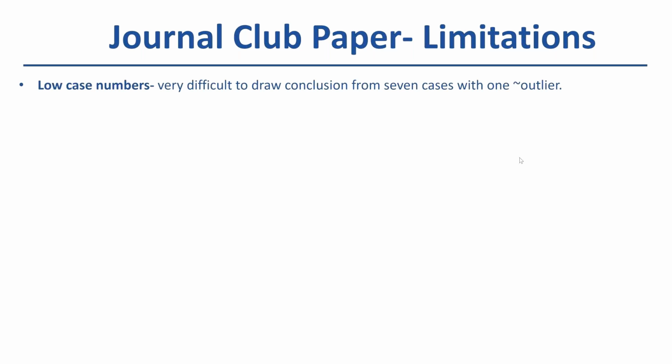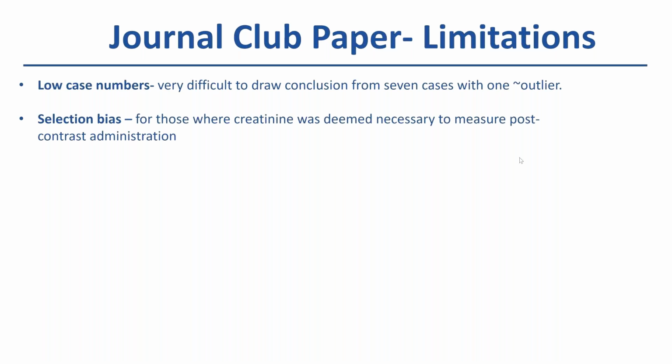So I will go into that contrast-induced nephropathy group in a little bit more detail on the next slide, but just to lead in with the limitations of the study, of which there are quite a few. Obviously, quite low case numbers, so it's quite hard to draw conclusions from 7 cases with one which would be classed as an outlier.